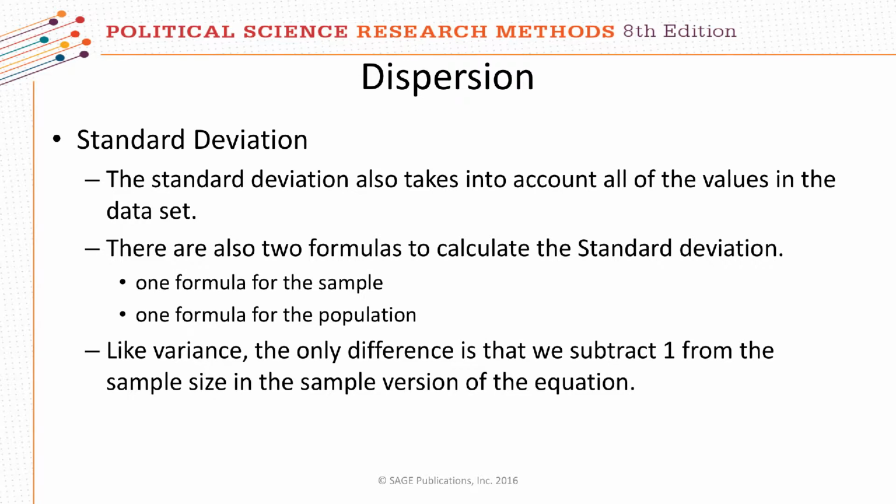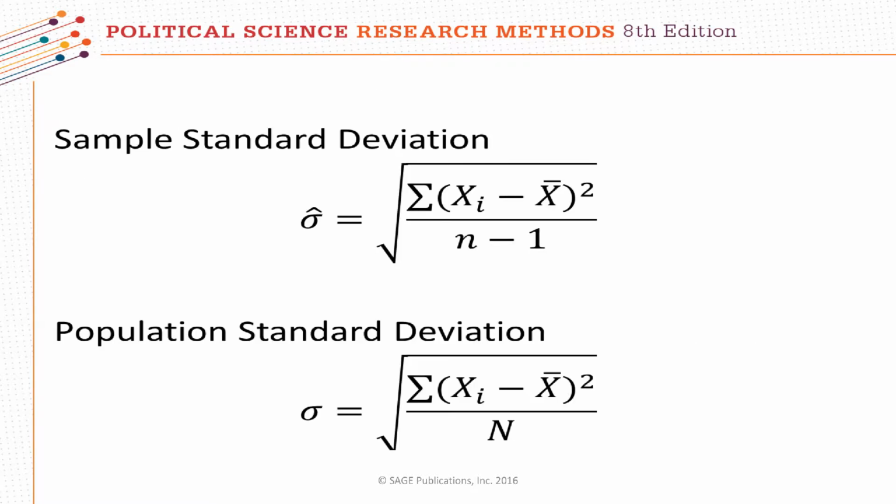And standard deviation, because it's using variance, takes into account all the values in a data set, and also because it's using means, because again, means do that. There are two formulas, just like with variance, just like with means: the sample standard deviation and the population standard deviation. And again, like variance, the only difference between these two calculations is that we subtract 1 from the sample size in the sample version of the equation. So this is what sample standard deviation looks like. This is what population standard deviation looks like.